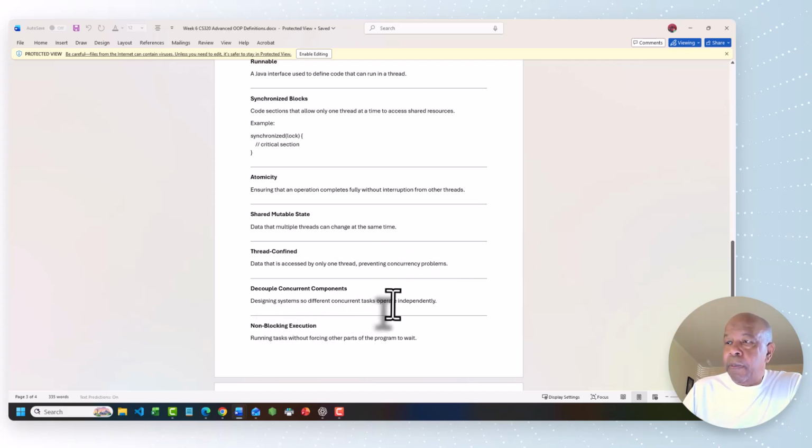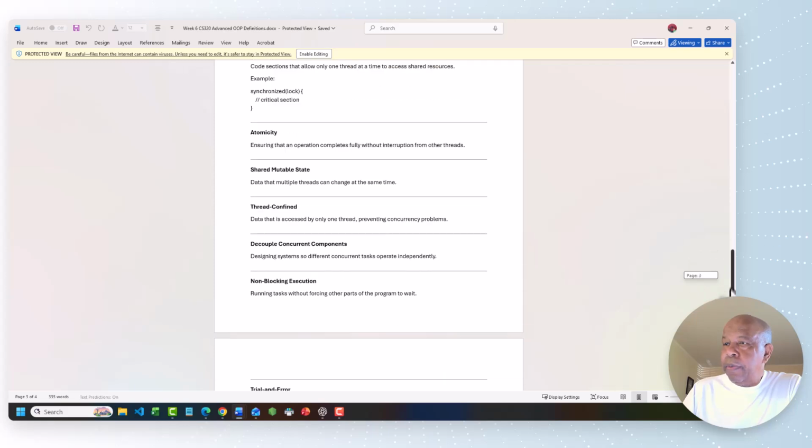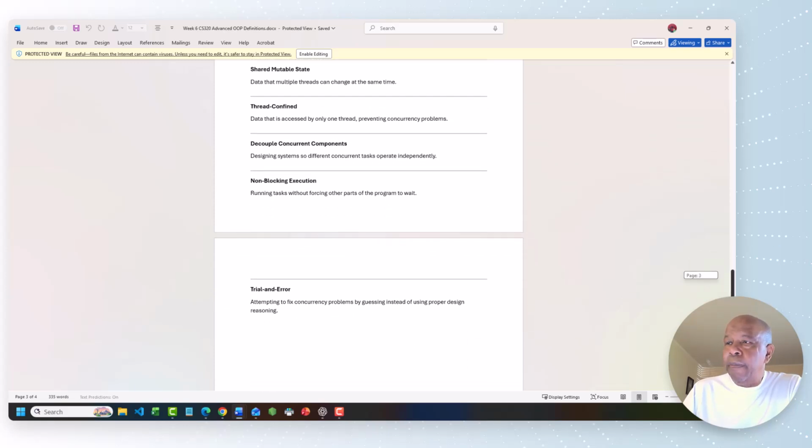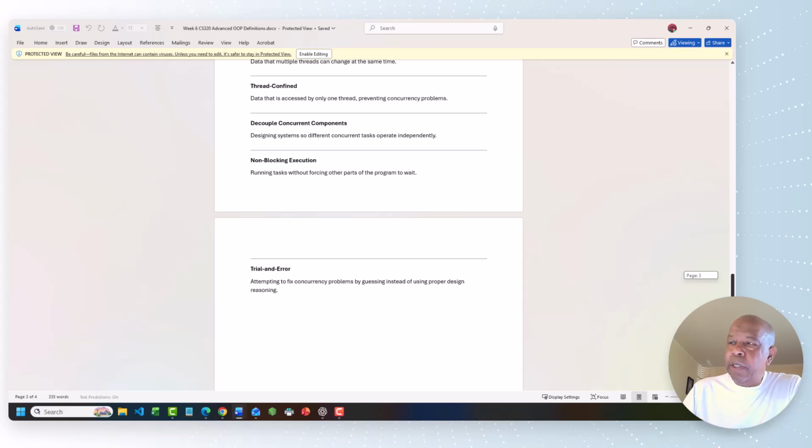Decouple concurrent components: designing systems so different concurrent tasks can operate independently. Non-blocking execution: running tasks without forcing other parts of the program to wait. And trial and error: attempting to fix concurrent problems by guessing instead of using proper design.